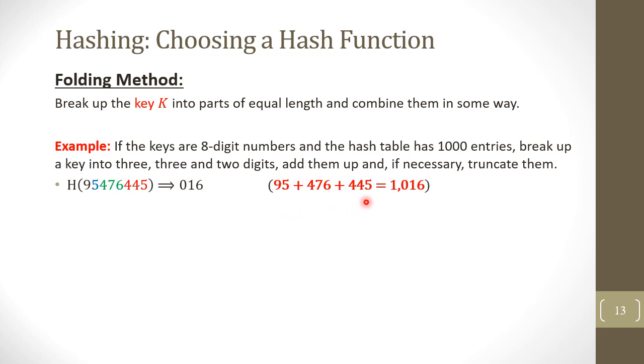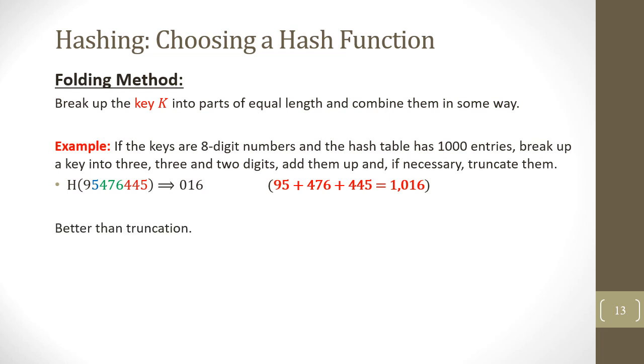We add these up and we come up with the number 1016. Since we need only 3 digits, we can take the last 3 digits of this number. So our index to the table for the key value pair would be 016.